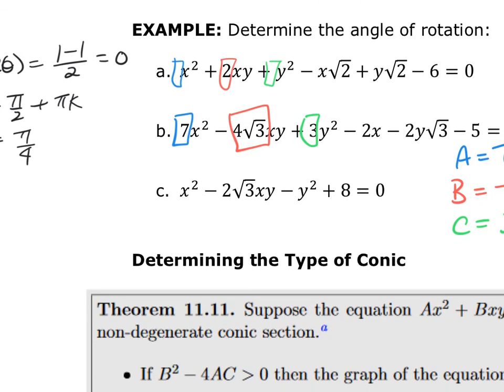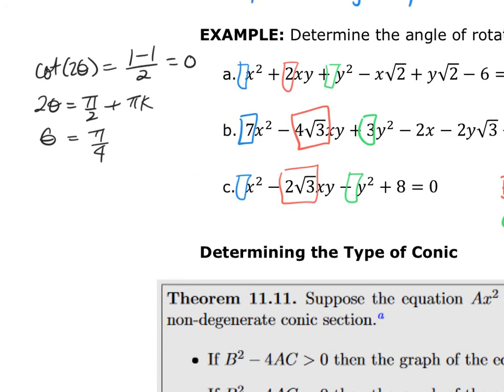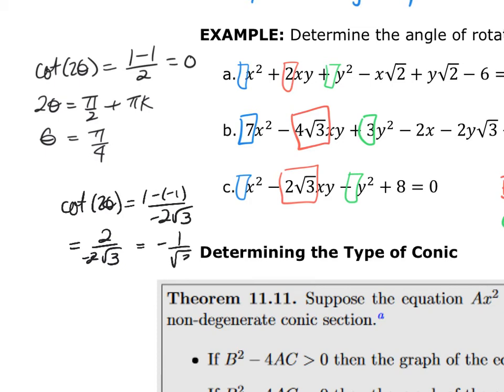Now, my next one, I have an A that is 1. I have b, which is 2 root 3, and I have a c, which is negative 1. So I have the cotangent of 2 theta is equal to 1 minus a minus 1 all over negative 2 root 3. So I get 2 over negative 2 root 3, which is just negative 1 over root 3. And we already know what that is. It's from the previous example. From the previous example, we found theta to be pi over 3.